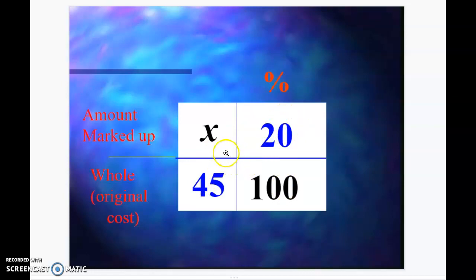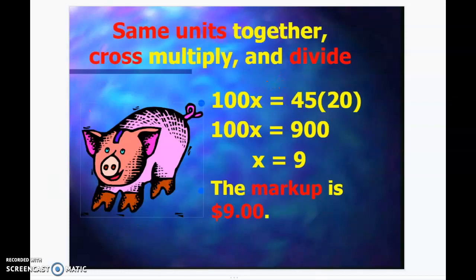So again, right here in the middle might as well be an equal sign because in essence, this is simply a proportion that we're setting up in box form. Now, as we notice here, the X value is going to be our unknown amount that we are marking $45 up. Okay? So the steps in order to take care of this will be where we would put the same units together, meaning your part over your whole in that particular box.